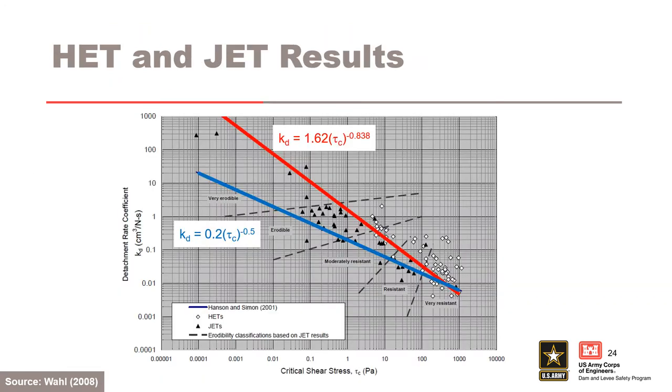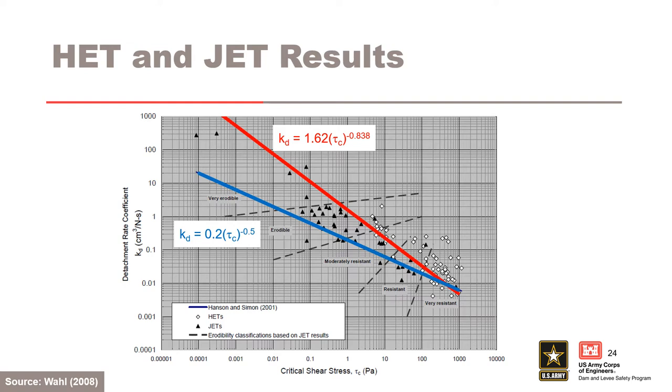The results of 61 laboratory hole erosion tests and 47 laboratory and field jet erosion tests performed by Bureau of Reclamation since 2007 are plotted on this figure. Although the hole erosion tests in general exhibit lower detachment rate coefficients and higher critical shear stresses than the jet erosion test data, both sets of data generally follow the same trend.